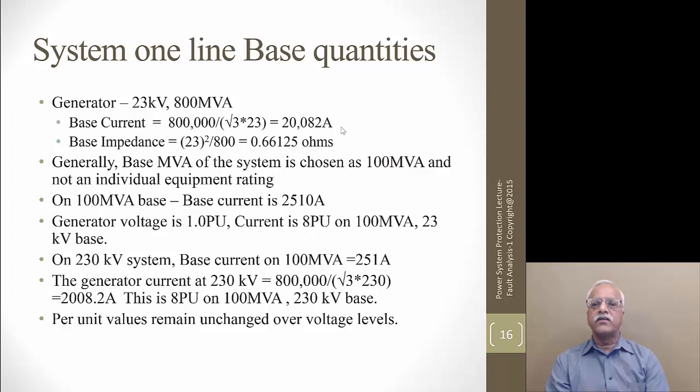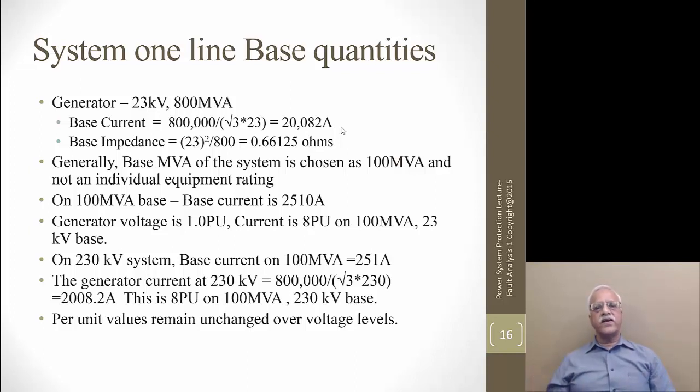And then generally, the base MVA of the system is chosen as 100 MVA. In the previous example, you have to look for the three-phase or single-phase quantities. I just gave it as an example. Go back and check that. Generally, the base MVA is chosen as 100 MVA and not the individual rating. For example, the generator is 800 and your transformer can be 950, or your distribution transformer can be 47 or 50 or 15 MVA. It could be as low as that. So we don't go back and convert every impedance based on different MVAs. We just use 100 MVA as a base.